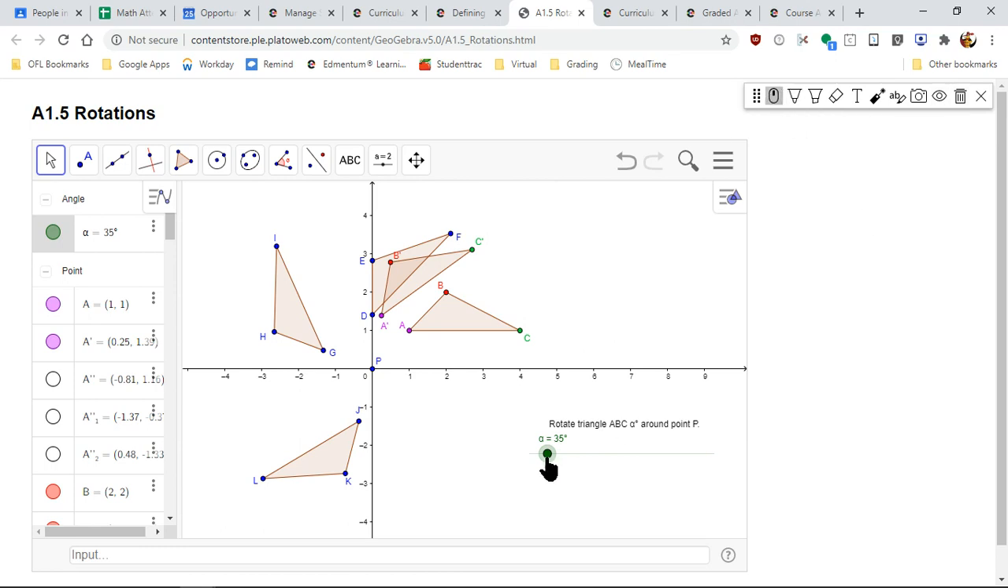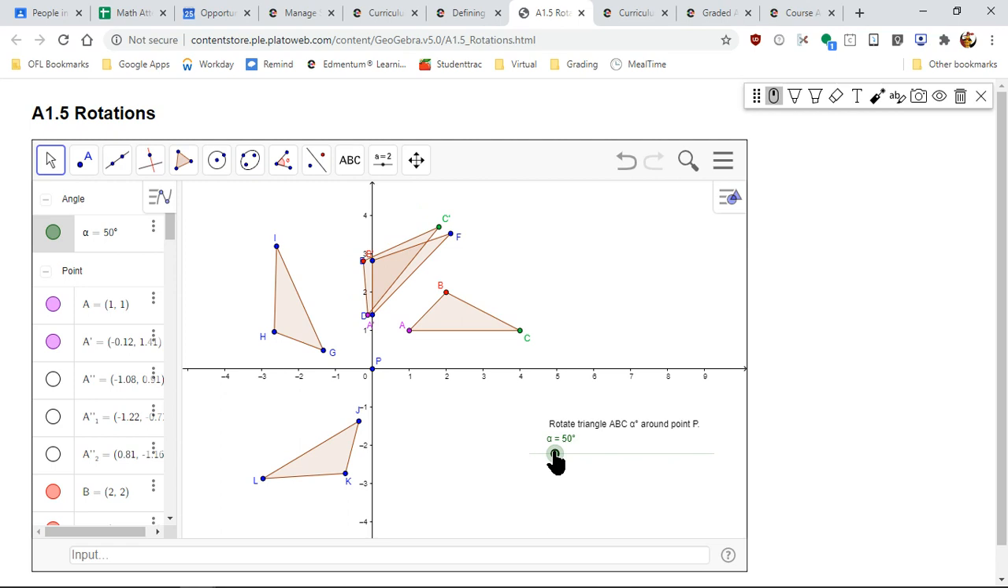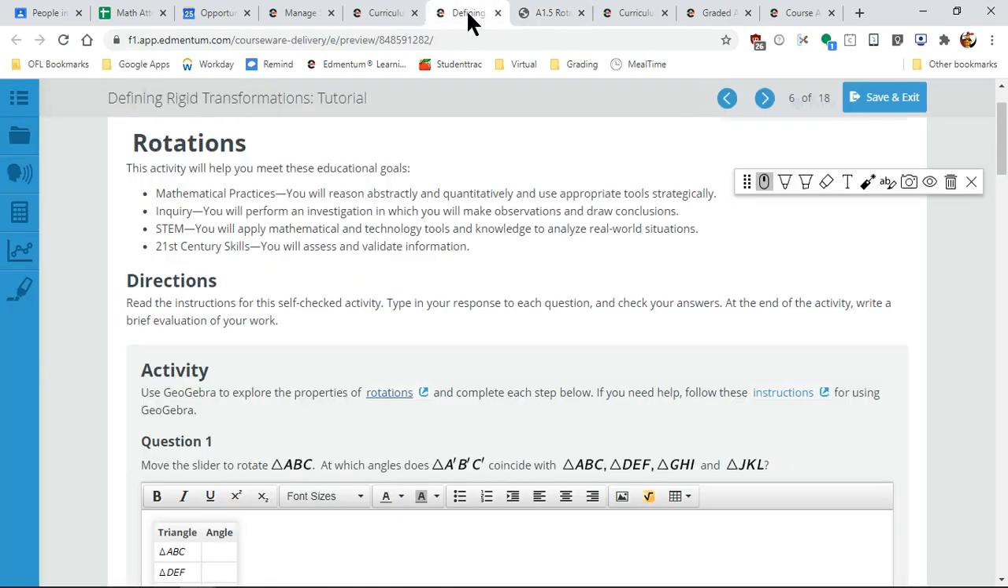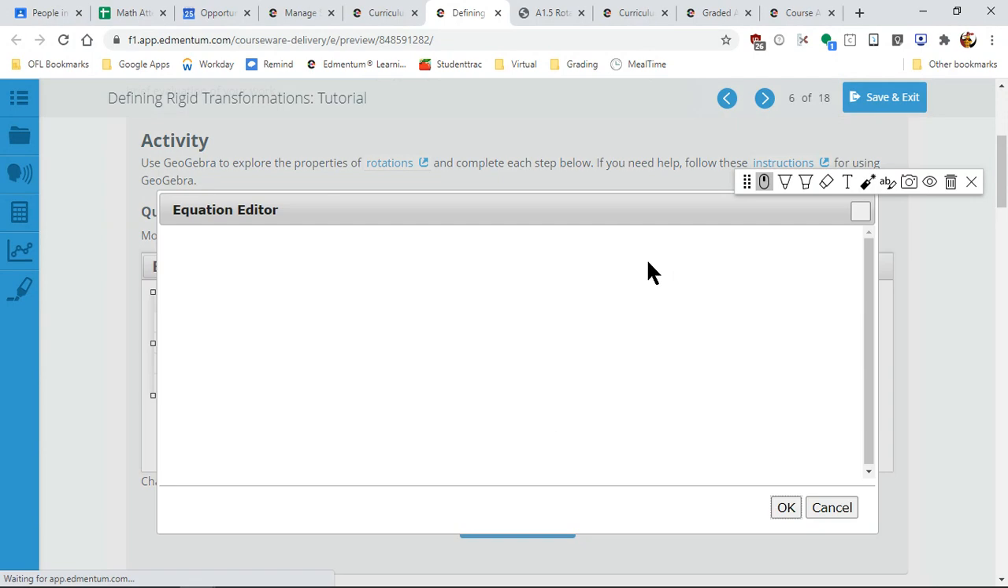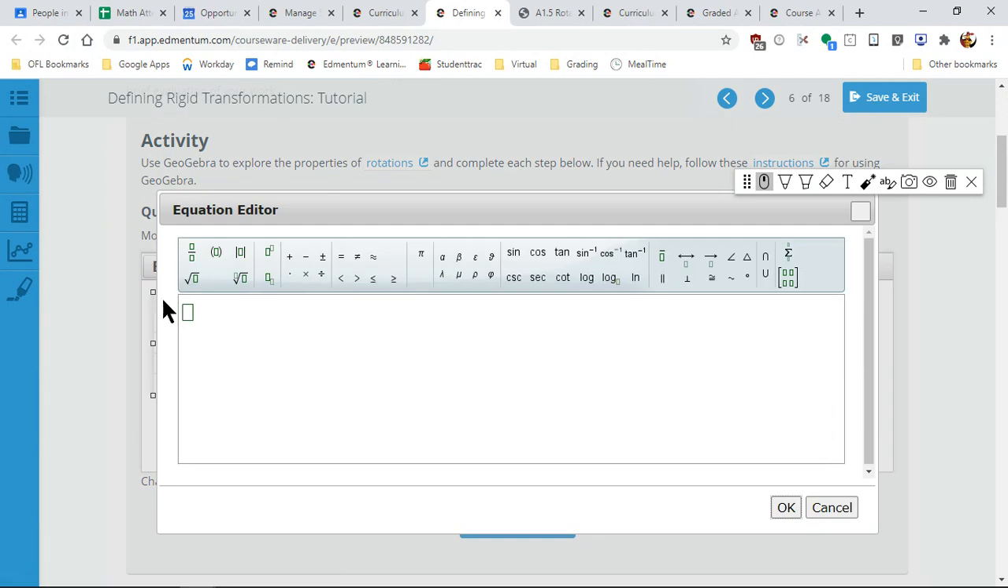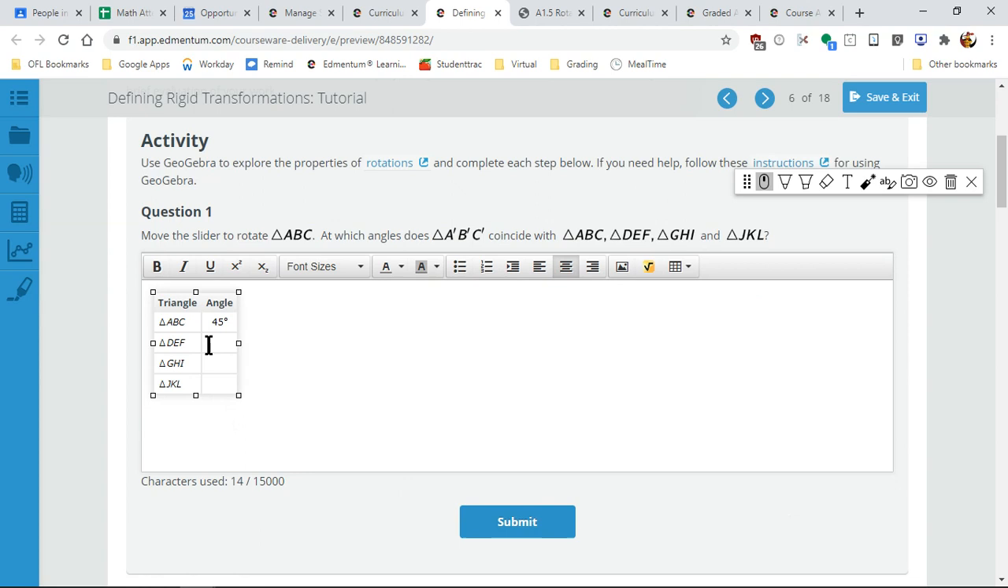So what we're doing here is we're rotating a pre-image into other spots. If I look here, this DEF is the image after we rotate it 45 degrees. So on here, we're literally just going to type in 45 degrees. Now, if you want to get fancy, you can always use the equation editor to type in 45 and type in the little degree symbol. If not, it's fine. You can just leave it as 45. I don't mind.